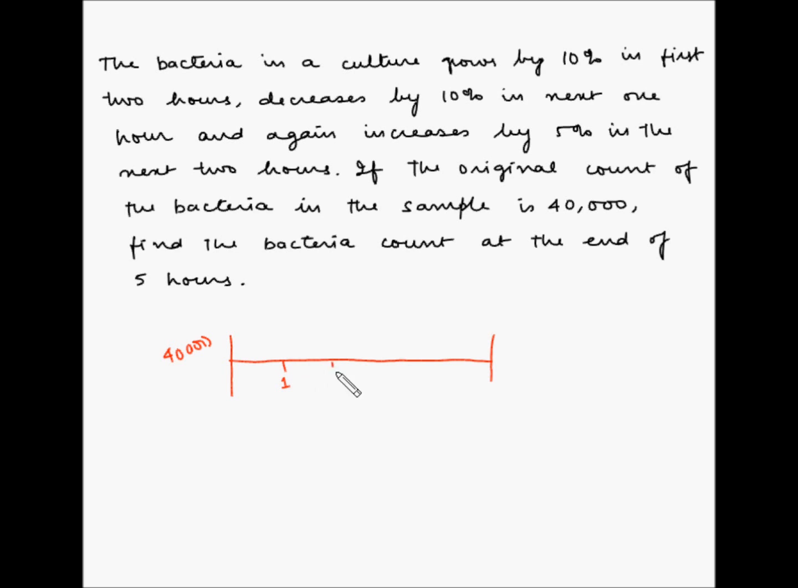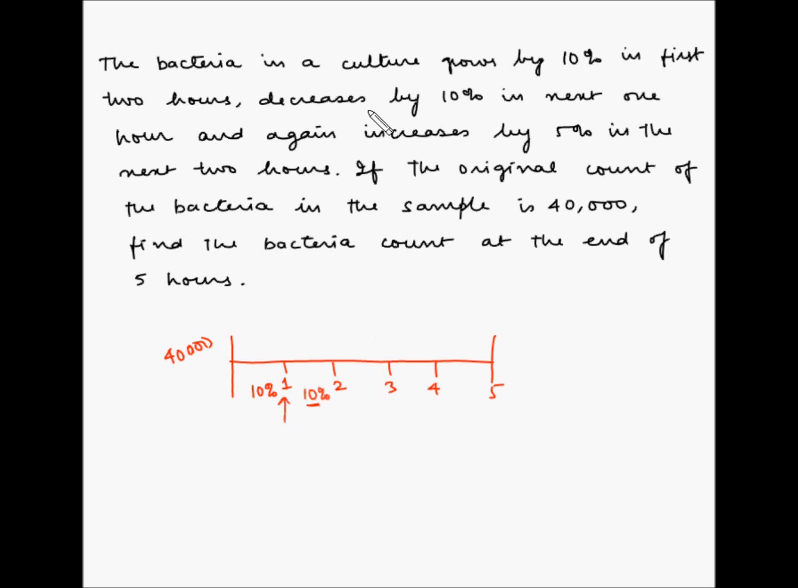Now this bacteria has been left for 5 hours to be observed. So 1, 2, 3, 4 and 5. Now the bacteria in a culture grows by 10% in the first 2 hours. So basically in the first hour, the bacteria is growing by 10% of 40,000. Now for the second hour also, the bacteria is increasing by 10%. However, this 10% increase is on the count of bacteria which is at the end of first hour.